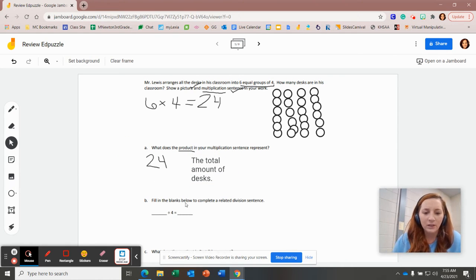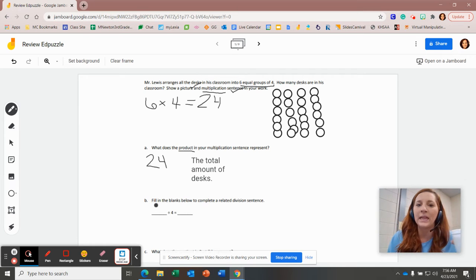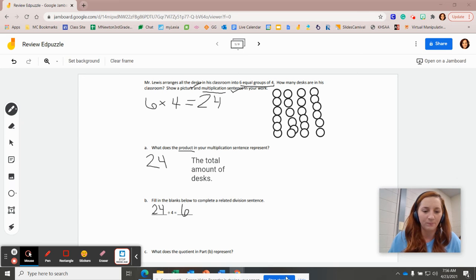Part B, fill in the blanks below to complete a related division sentence. So our unknowns are the dividend. Remember, the dividend works out in the den. It's our biggest number. Which one of these is the biggest number? 6, 4, or 24? Well, we know it can't be 4 because 4 is already used as our divisor. And we know 24 is much greater than 6. So we know 24 would be our dividend. Division problems always start with the biggest number. So now we have 24 divided by 4, and the number that we have left is 6. 6 is called the quotient. It's the queen. It's the answer to a division problem.